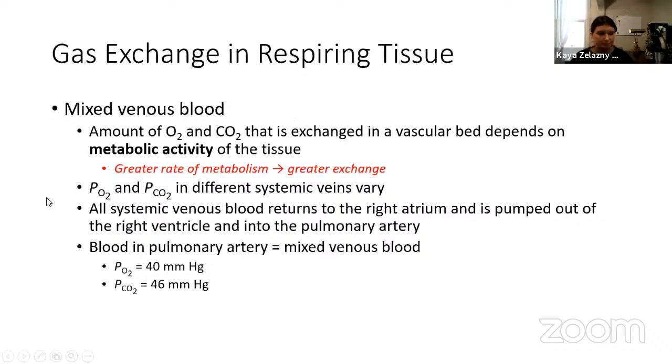Okay, so remember that our systemic veins, right, they come to the right atrium. We've been seeing this in lab this week, which is pretty cool. For those of you who haven't had anatomy lab yet, we're getting to play with hearts.